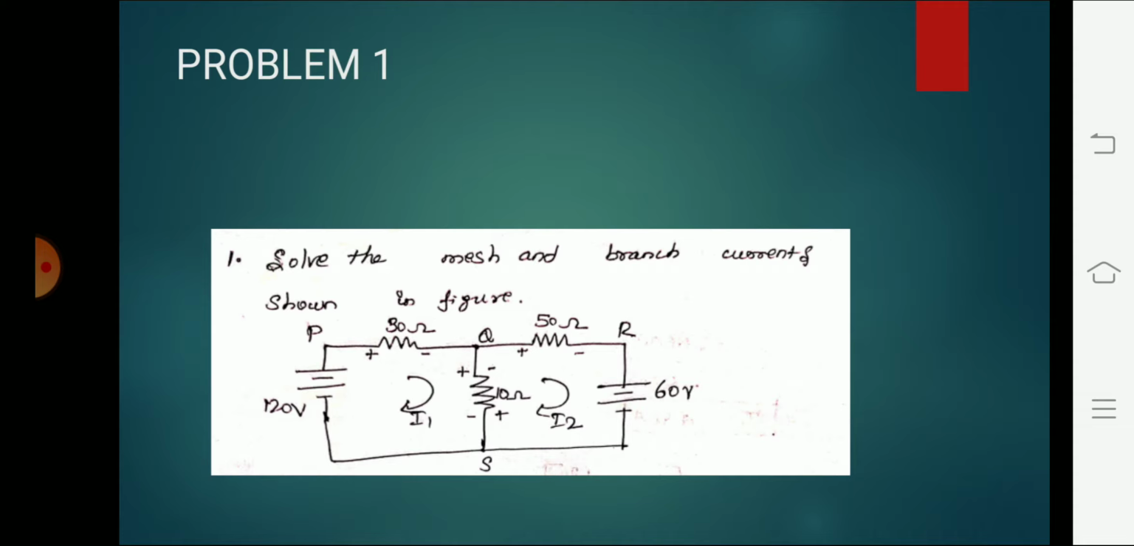The first problem is to solve for the mesh and branch currents shown in the figure. In this, there are two sources, a 120 volt source and a 60 volt source. Here the circuit consists of two loops, loop 1 and loop 2. First, assign mesh currents I1 and I2 as shown in the figure.